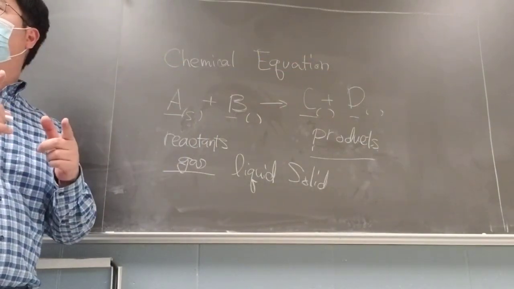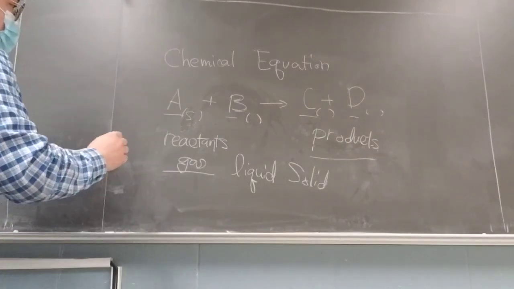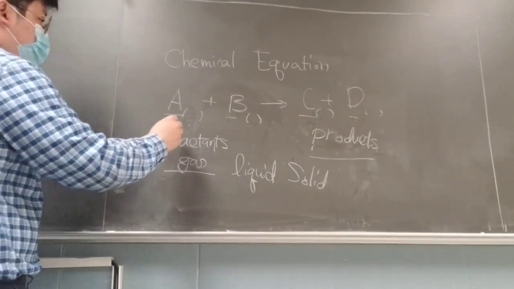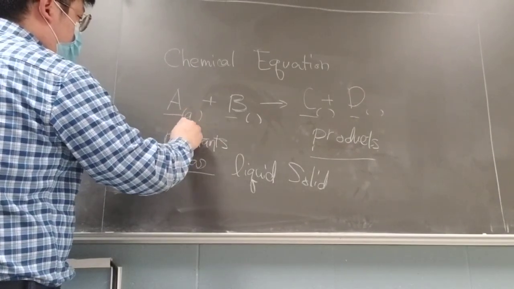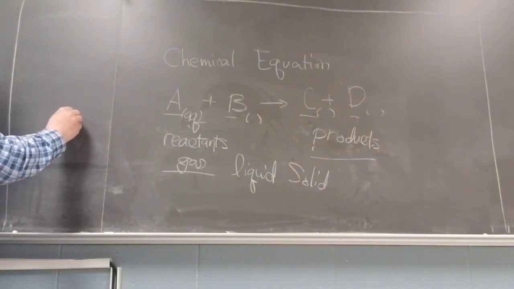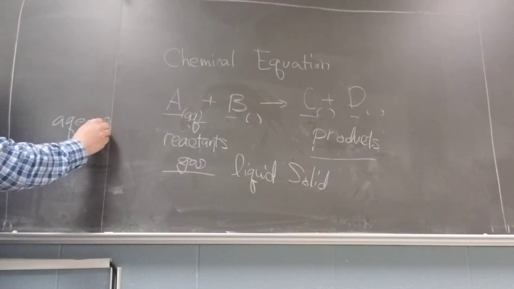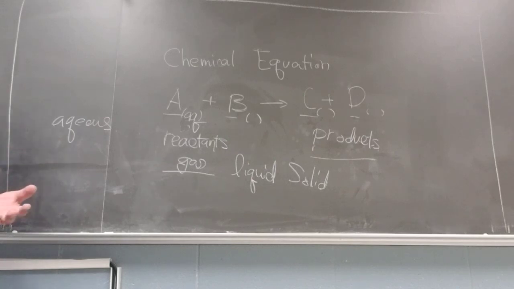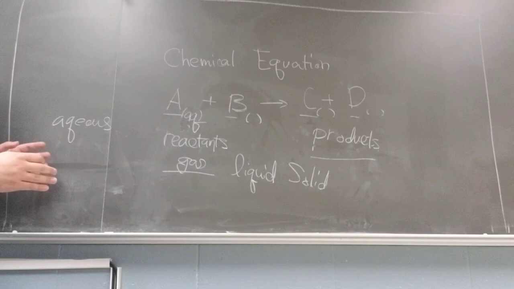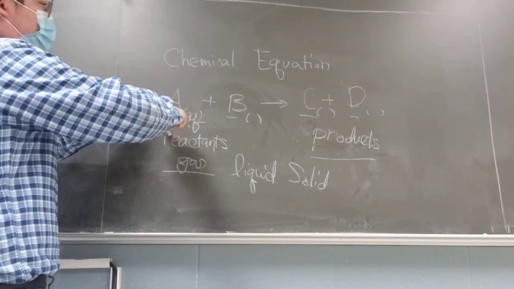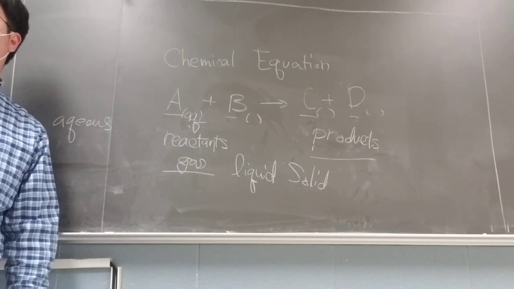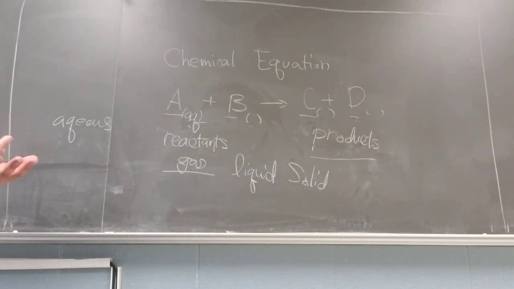Make sense so far? Good. Okay, perfect. Just one more thing I didn't mention last time. You'll see this one sometimes too. It's the AQ. This is just aqueous. Aqua means water, but aqueous is the adjective form of aqua. It means it is surrounded by water molecules, meaning it's dissolved in water.